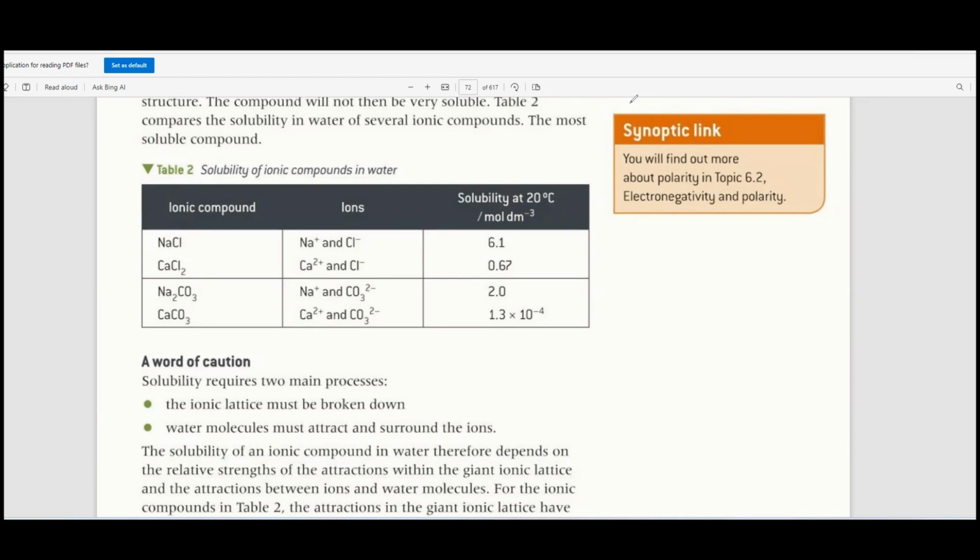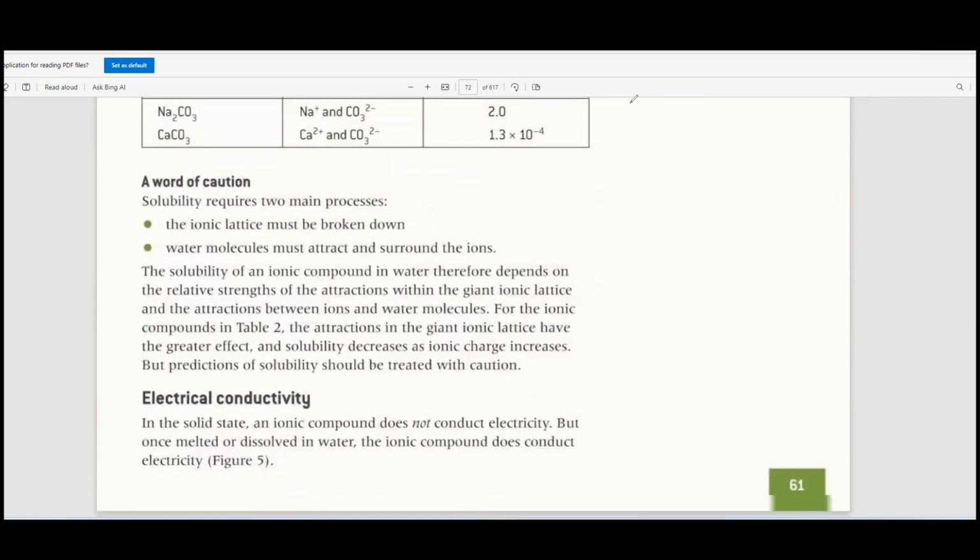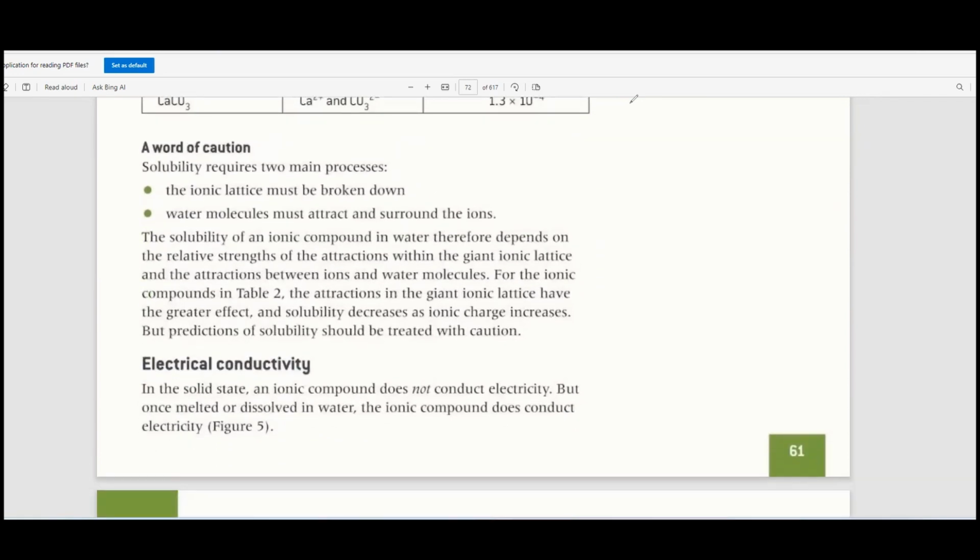A word of caution: solubility requires two main processes. The ionic lattice must be broken down. So the first thing for solubility is that the ionic lattice must be broken down. Water molecules must attract and surround ions. So that is the second thing. The solubility of an ionic compound in water therefore depends on the relative strengths of the attraction within the giant ionic lattice and the attraction between ions and water molecules.